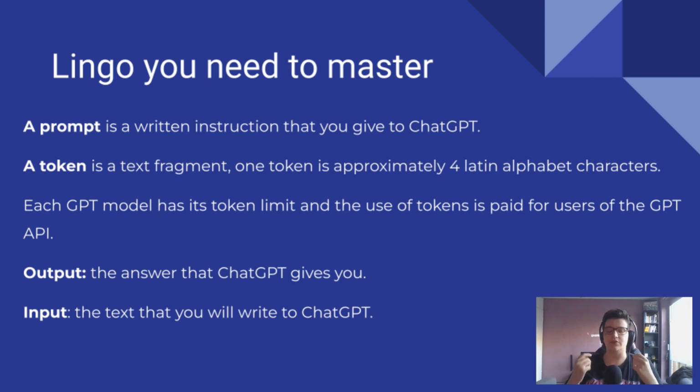Next is the token. A token is a text fragment, and one token is around 4 Latin alphabet characters. Each GPT model has its token limits, and the use of tokens is paid if you use the ChatGPT API. Why does it matter? If you end your prompt with a space or anything that isn't a character, it's going to disrupt the tokens and it will result in a lower quality output.